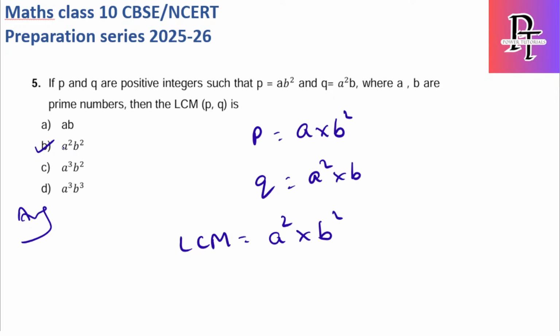Then repeating the LCM trick. To solve any LCM using the prime factorization method, just write in this form and write all the prime factors which are present in both P and Q and write in the highest powers. So here the highest power of A is A square, highest power of B is B square. Okay. So in this way the first case study, first 5 questions are done.